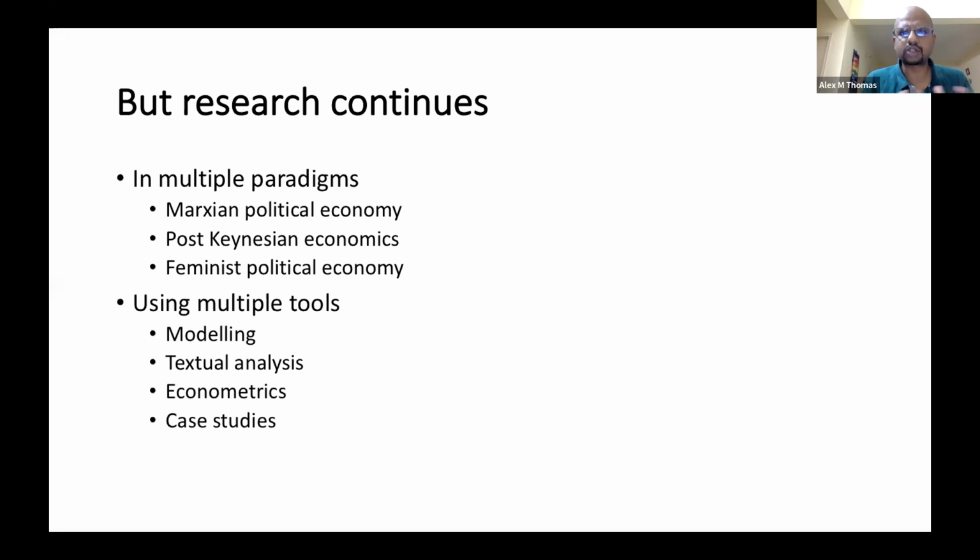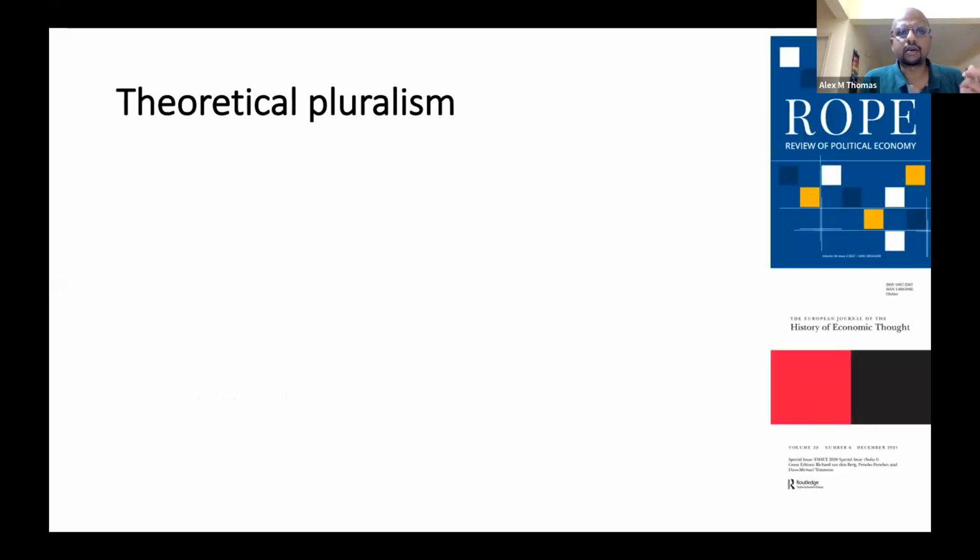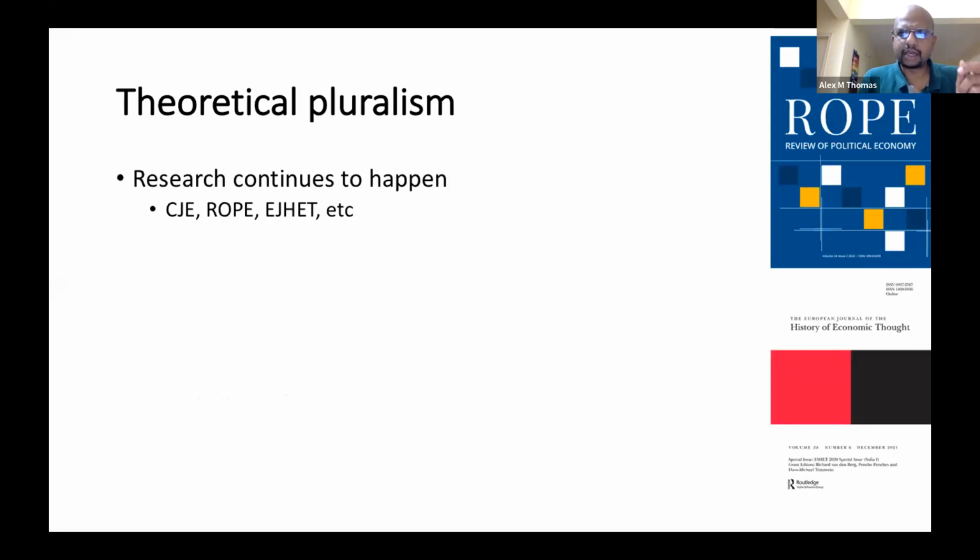So within heterodox economics, broadly, people engage in modeling, people do textual analysis. If you're working in history of economic thought, there is econometrics, there is more qualitative studies, there is case studies. All of this happens. And there is theoretical pluralism. And I want to make this point as well, that research continues to happen.